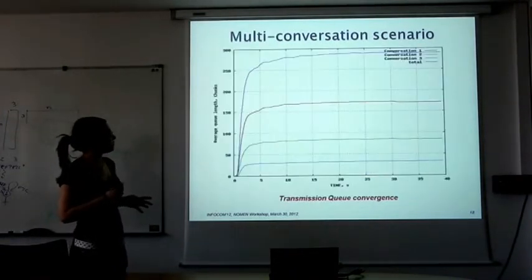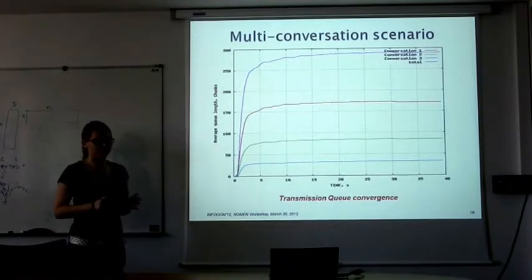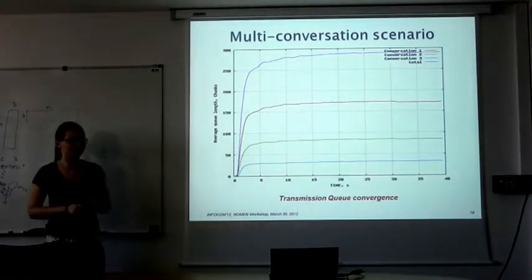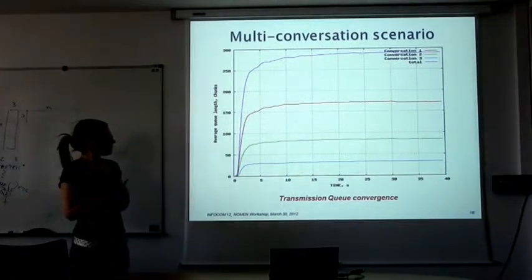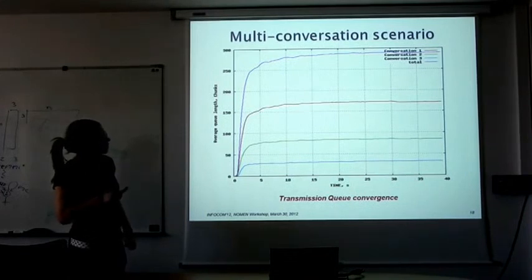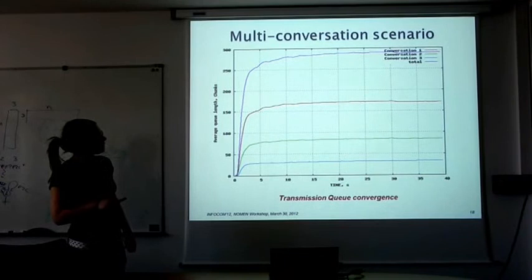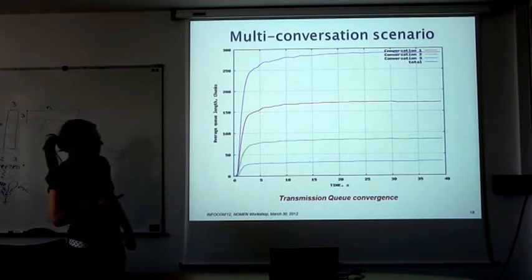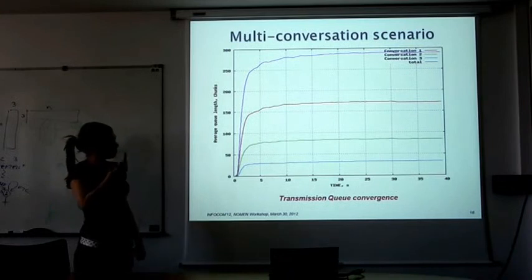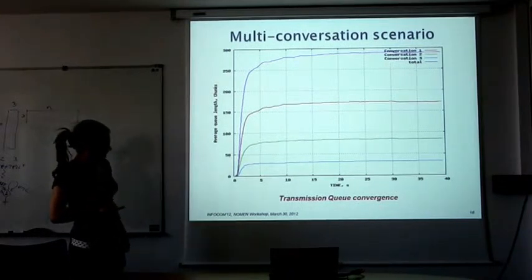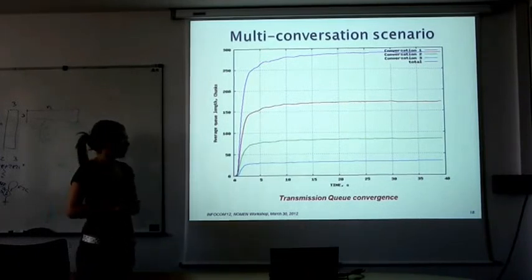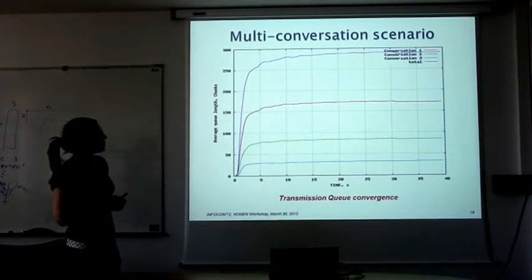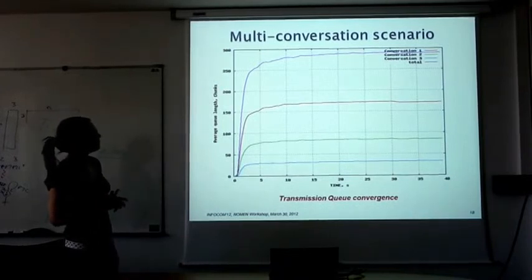We can observe the same behavior for the multi-conversation scenario, but here we are interested in buffer sharing. So we performed some simulation scenarios with different conversation rates. The rate of conversation 1 is the maximum rate, and the rate of conversation 2 is less than the rate of conversation 1. You can see that the average queue for each conversation converges to R prime, and the total queue length converges to R. In this simulation, R is fixed to 300 chunks.